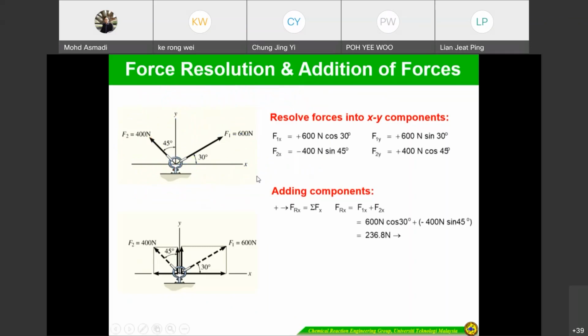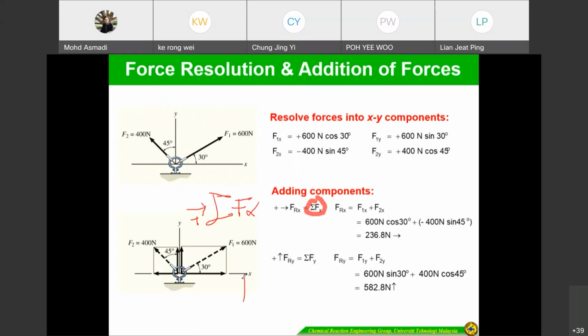Okay, so if you want to add the components, we can use summation. Generally we use this one, summation. So if we use summations, we define to the right side summation of F, and to the top total F positive.